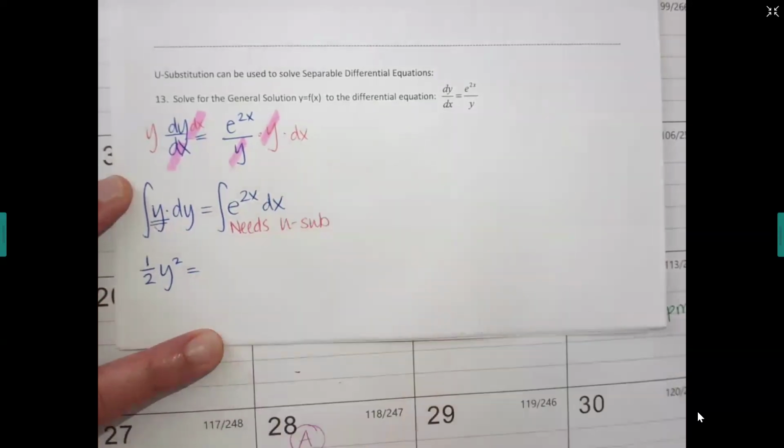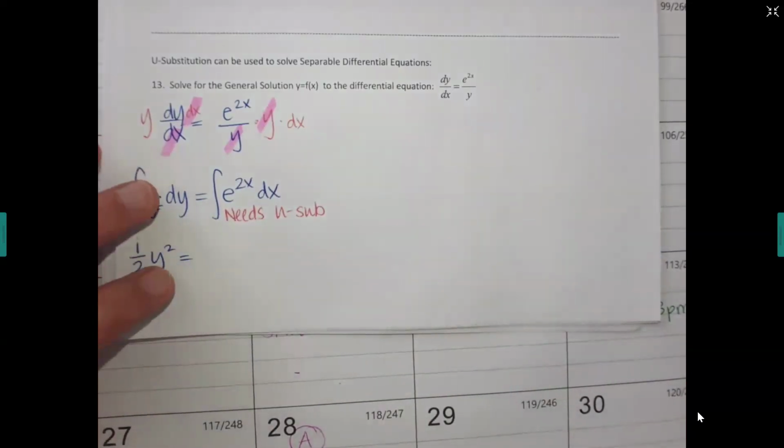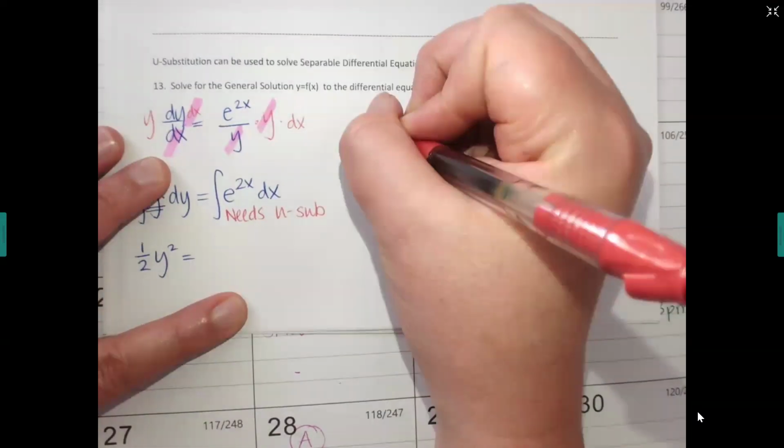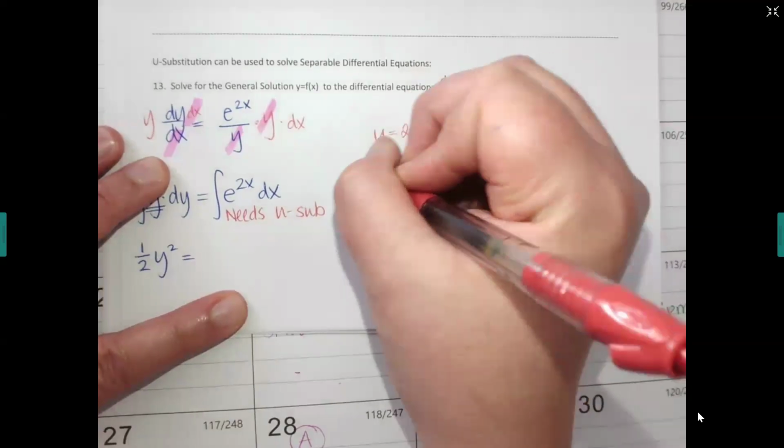Okay, but then on this side, this is the side that needs u sub. Okay, and the reason why is because it's not just an e to the x, it's an e to the 2x, where 2x is inside the e. So this side is going to need u sub. What should my u be? 2x. What's my du dx?